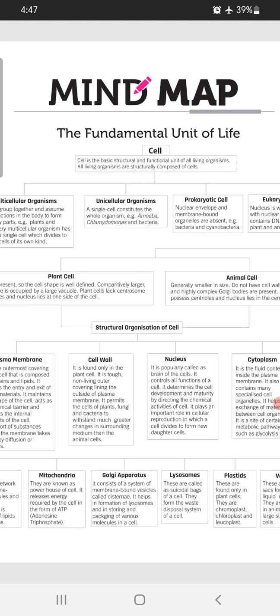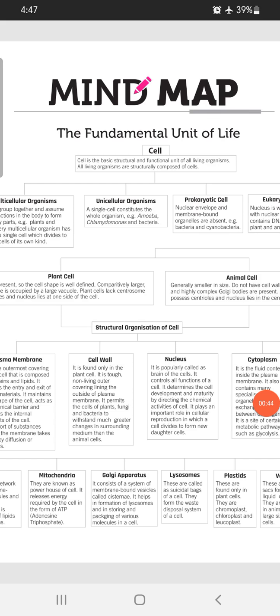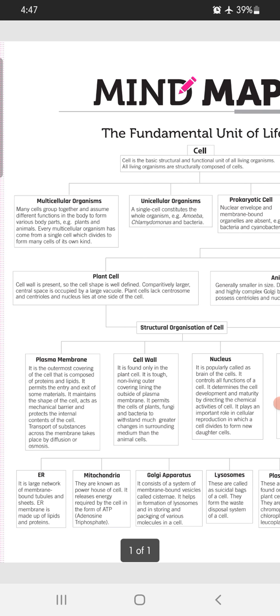So first of all, here the cell. What is cell? So children, cell, we know that it is the very basic, it is the fundamental unit. It is known as the structural and functional unit of living organisms. And all living organisms are structurally composed of cells. Means जो भी cells हैं, जितने भी organisms हैं, they all are made up with the cells.